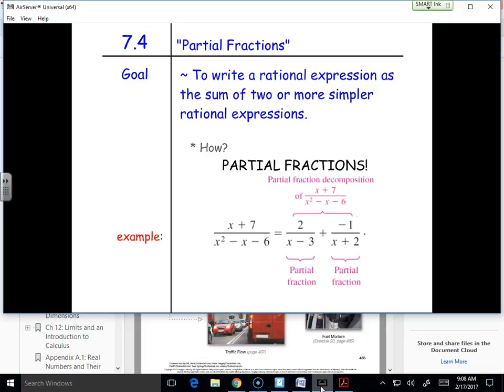Partial fractions. In partial, you see parts, right? Parts that go together to make a whole? Probably. Sounds logical, right? Or at least somewhat logical if we got to this point.